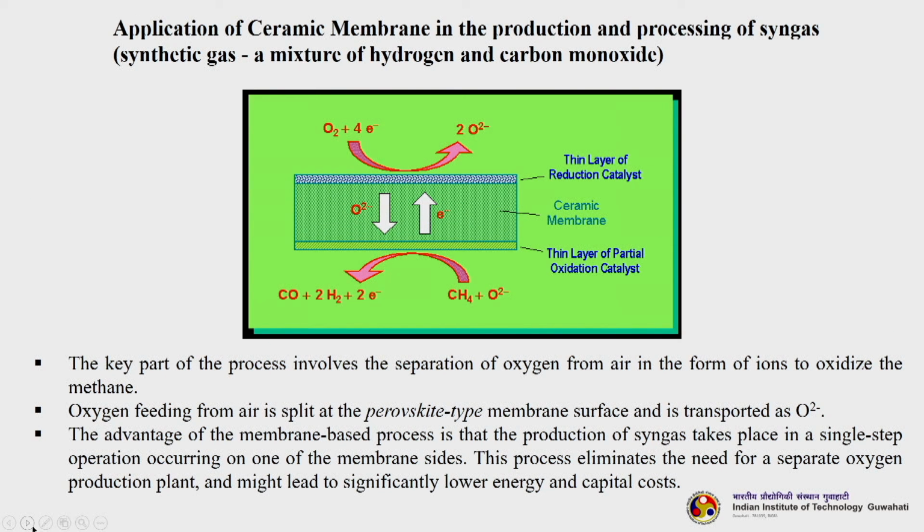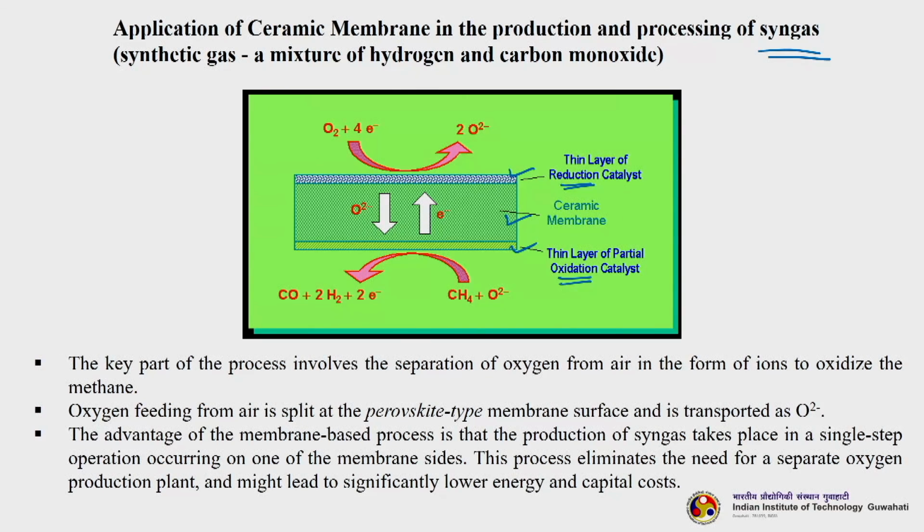So, finally, let us see one classic example of the application of ceramic membrane in the production and processing of syngas. Okay. So, you know syngas is a synthetic gas, a mixture of hydrogen and carbon monoxide. So, what is happening, you see, this is the ceramic membrane. Here we have two different distinct layers of the catalyst. The first one, the top layer, is a thin layer of a reduction catalyst. Here it is a partial oxidation catalyst. Two different types of catalyst are being fused to the membrane top surface as well as the bottom surface.